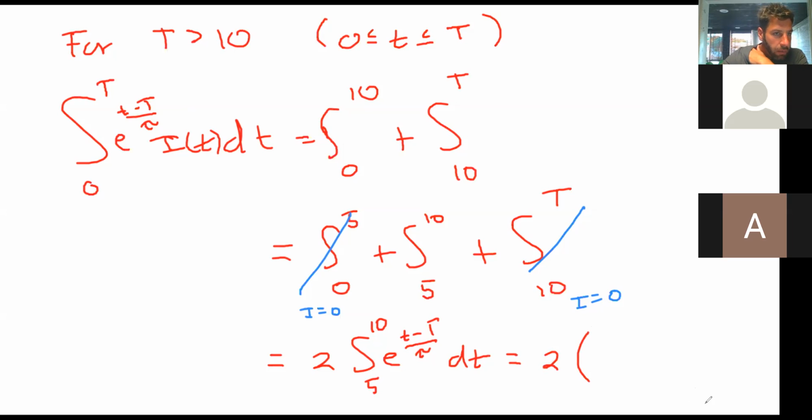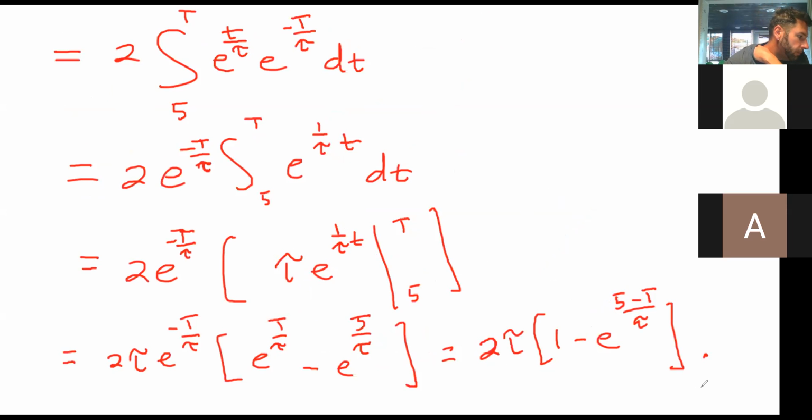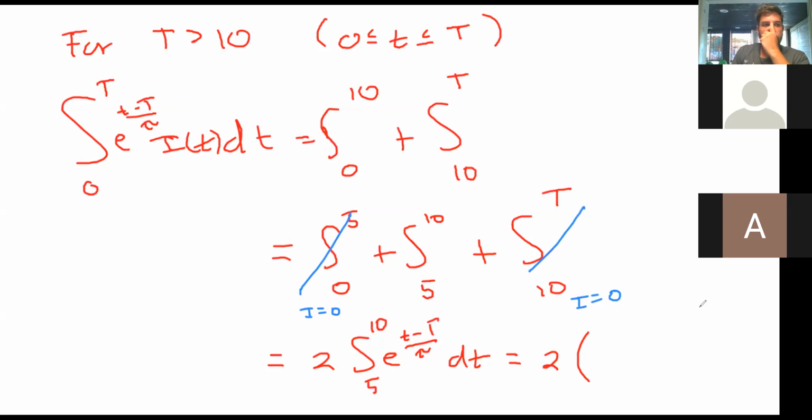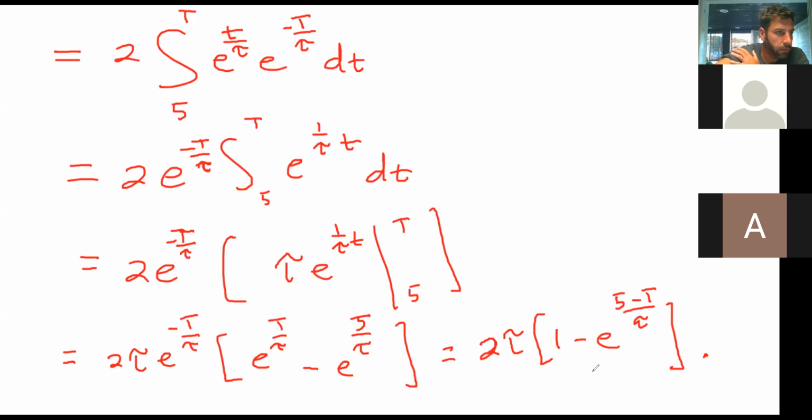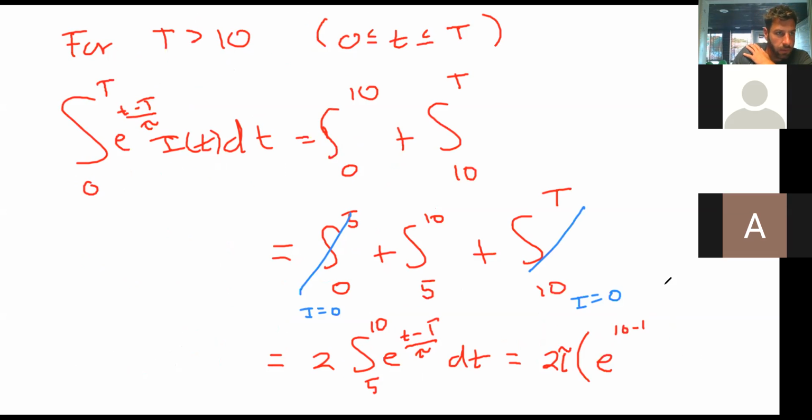Just like in the previous problem, where we had 2 tau, if you do this properly, you're going to get 2 tau, and then it's going to be e to the 10 minus t, capital T, over tau, minus e to the 5 minus capital T over tau. You should fill in the details of that. Make sure you get the same thing I got.